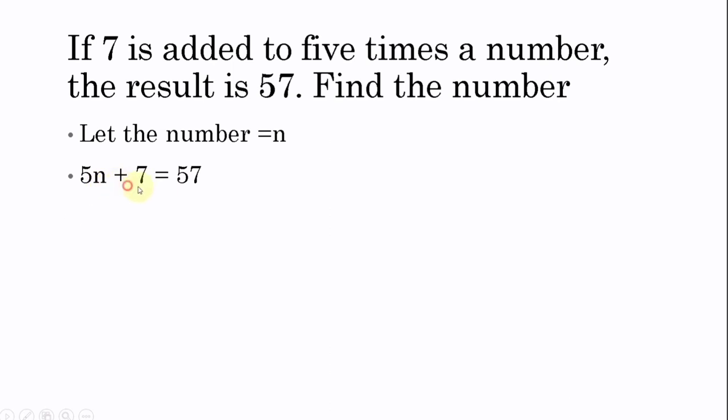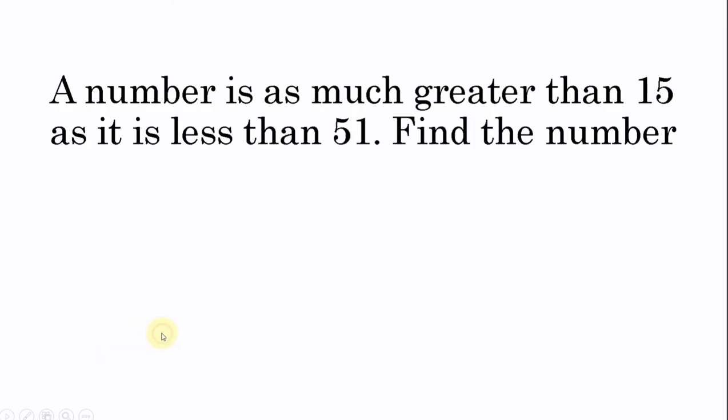So first thing, we will get rid of this 7. So 7 is added here, on the other side it will be subtracted. So 5n equals 57 minus 7, that is 5n equals 50. Now here 5 is multiplied with n, so on the other side it will be divided. So n equals 50 by 5, that is n equals 10. So the number is 10. This is our answer. Now let's move on to the next question.